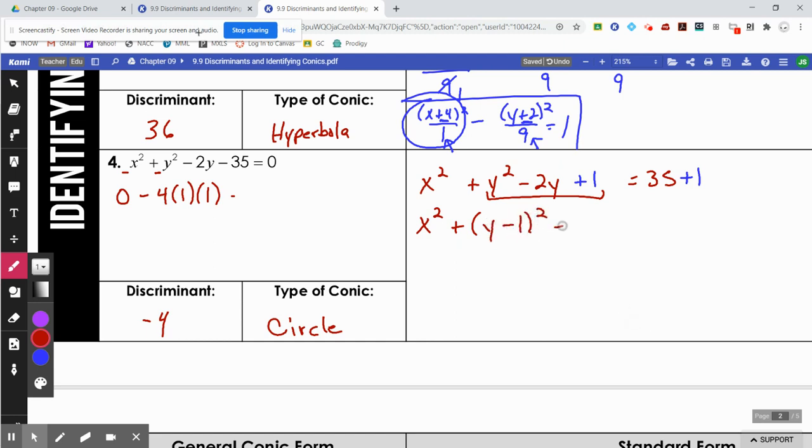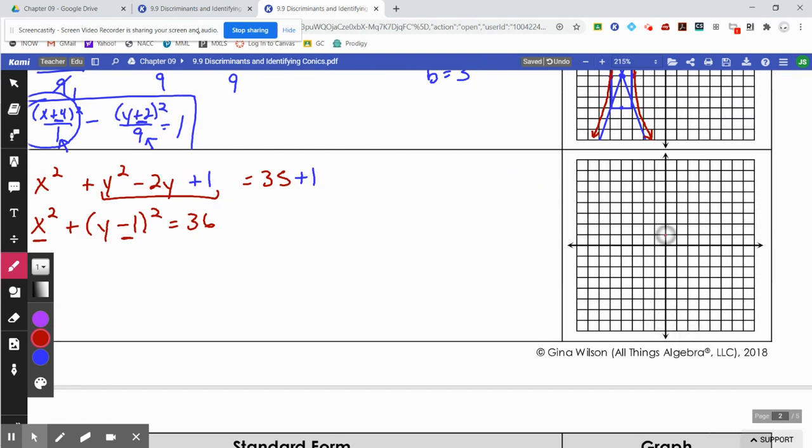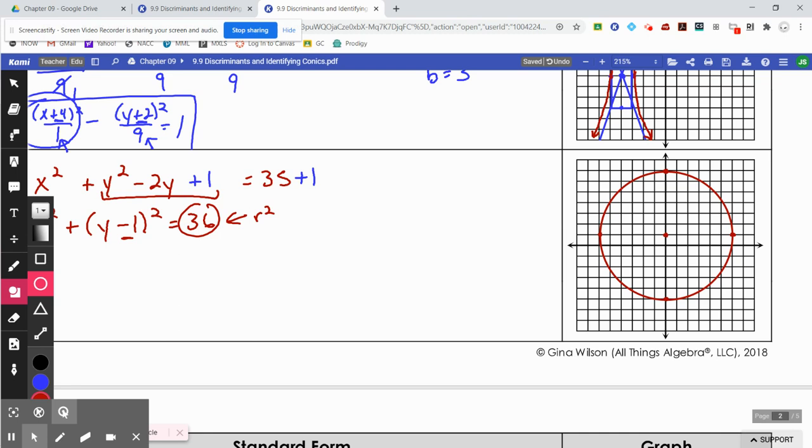That factors into y minus 1 squared equals 36. So therefore, you have a circle that's been shifted left or right 0 and then up 1. So 0, 1 is going to be the center. And this 36 is equal to r squared, so you're going to have a radius of 6. From that center, we're going to go up, down, left, and right 6 units. And then we're simply going to connect our dots, and there's our circle.